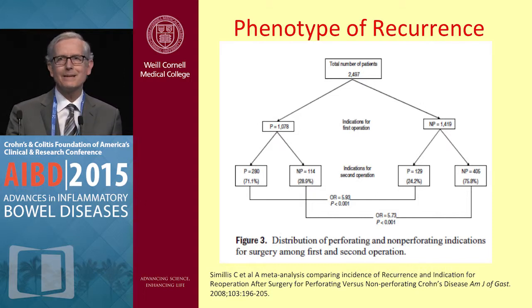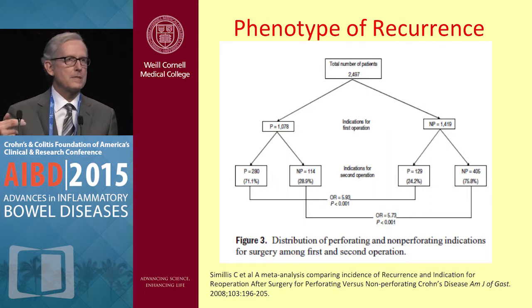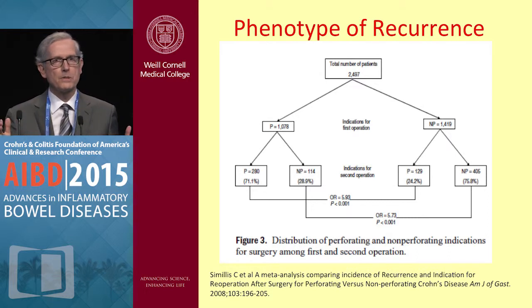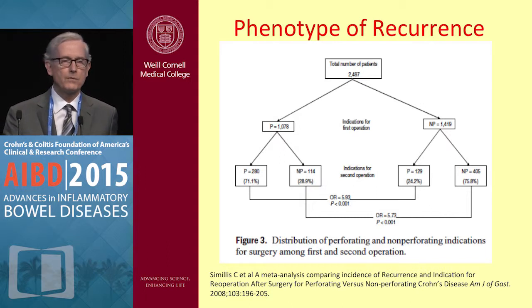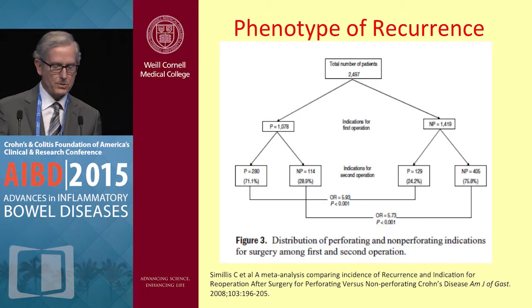So by taking the data from these 3 seminal papers, we now know that recurrences after an ileocolic resection occur at the anastomosis or in the immediate pre-anastomotic neoterminal ileum. The length of the recurrence is going to be practically the same as the length of the index procedure. And the phenotypic recurrence in 3/4 of cases is similar to the phenotypic index procedure.